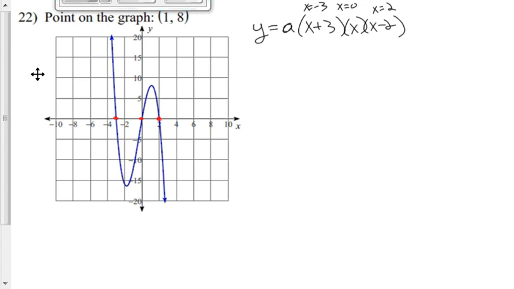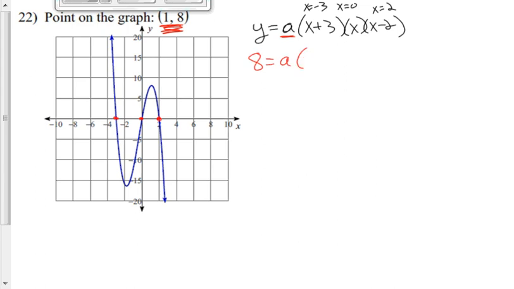So that's good. Now to figure out the a value, and it's the a value that will affect how high and low these peaks go, as well as what the end behavior is. So to make sure that our equation corresponds with what we see, we're going to plug in some point on our graph, and that will then help us solve for a. So I'm going to plug 8 in for y, 1 in for x, and then solve for a.